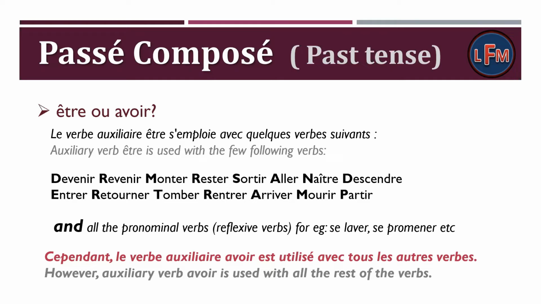However, auxiliary verb avoir is used with all the rest of the verbs. Means these verbs and all the pronominal verbs will go with être and all the rest of the verbs go with auxiliary verb avoir. So here in this video, we are going to learn passé composé with auxiliary verb avoir.